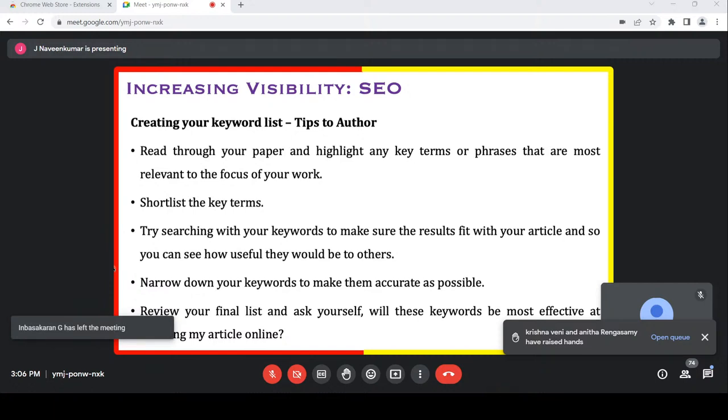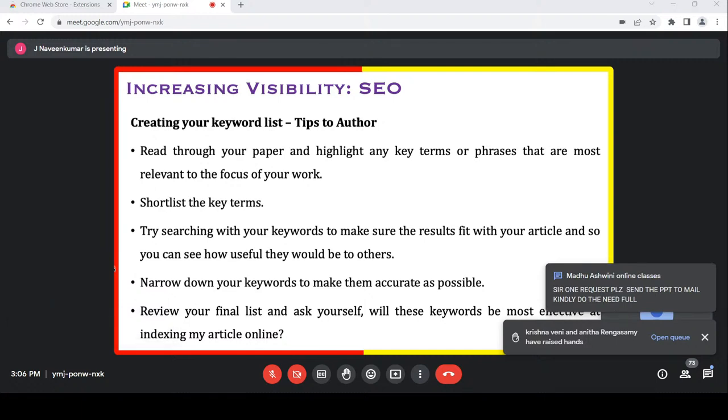So if the keywords are matching, then the visibility of your paper will be much higher. It will go along with those papers which already have high visibility, right? So that's basically what the role of keywords is.